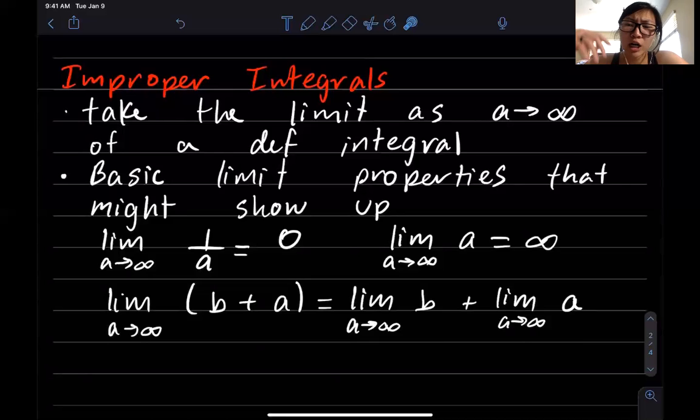Here I have a couple of useful limit properties that might show up. Anytime we have the limit of 1 over A, remember if A gets infinitely larger and A is in the denominator, the fraction as a whole gets smaller and smaller and smaller. And then there's the idea that you can break up the limit, so the limit of B plus A is the same thing as the limit of B plus the limit of A. Those are the big concepts that you've touched for this whole quarter.